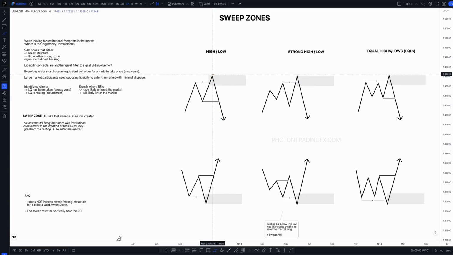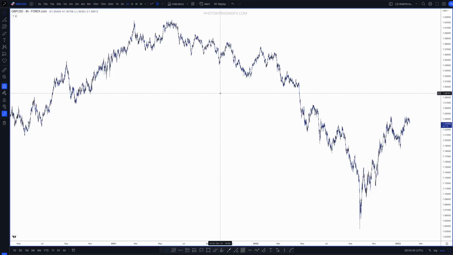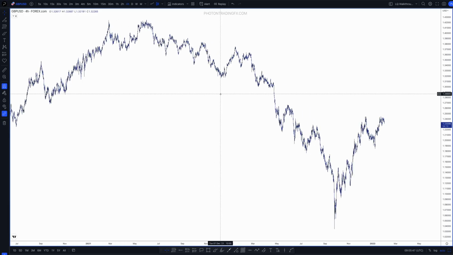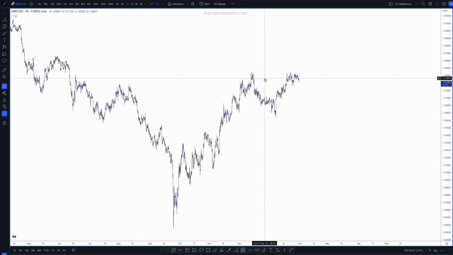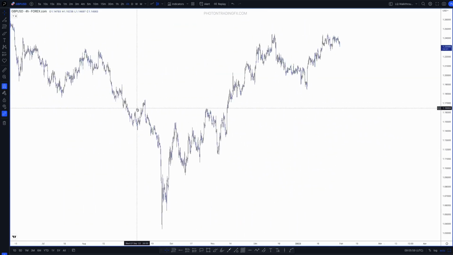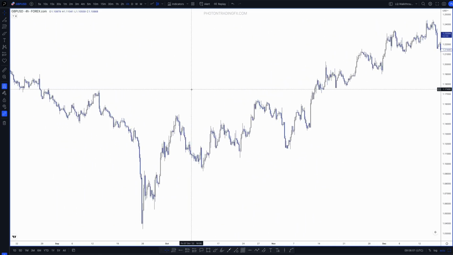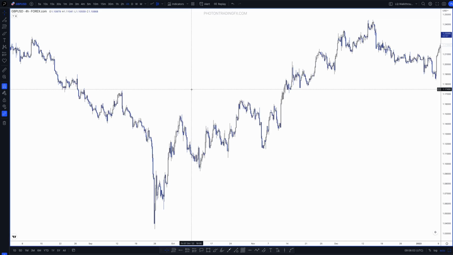Okay, so let's go and look at what these look like on an actual chart. I did get some requests to look at pairs other than EUR/USD, which is fair enough, right? Just to show you how these concepts are universal and can be applied to any instrument or asset class. So let's zoom in to the recent price action.